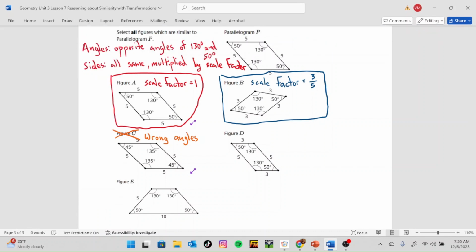Figure D. I need opposite angles of 130 and 50. We do have that. Our second feature is that we need all the sides to be the same. And they're not. I have opposite sides of 3 and opposite sides of 5. Sides not the same. We know that it's not similar.